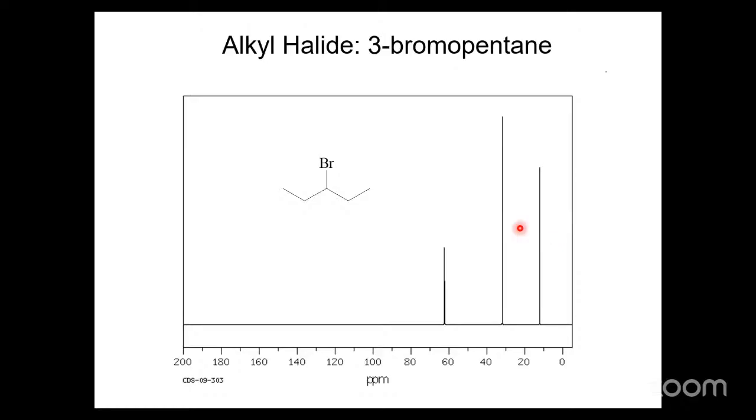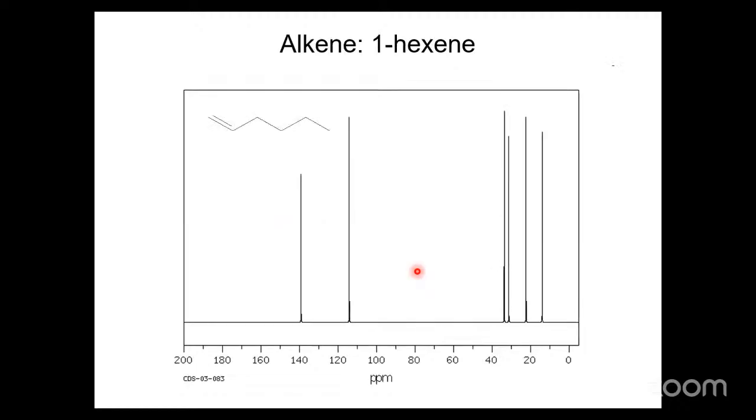This is 3-bromopentane. Total carbons are 5, but the signals are 3 because of symmetry. These two methyls are equivalent, these two methylenes are equivalent, and they are coming over here. Coming to 1-hexene, 6 types of carbon, 2 are olefinic carbons which fall between 100 to 140 delta, while other sp3 hybridized carbons are falling below 50 delta.